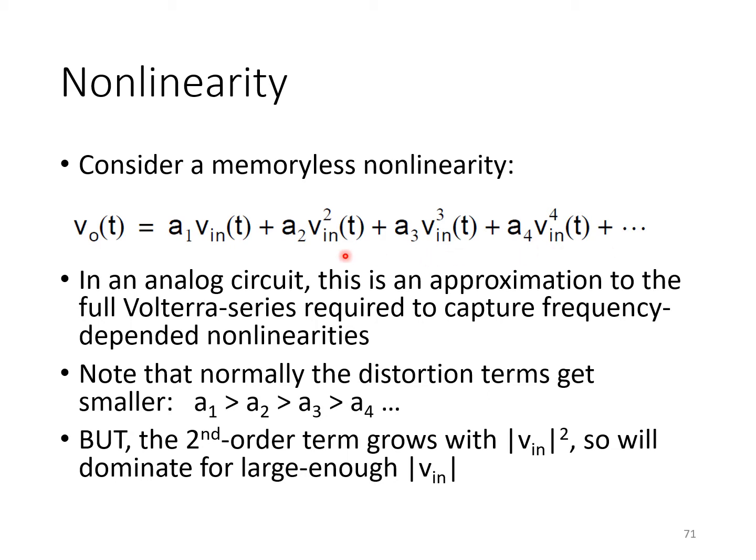But you'll notice that the higher order terms increase faster with increasing input amplitude. So for example, this term here, Vin squared, will grow a lot faster than the linear term as Vin increases. So for a large enough value of Vin, this term will become significant and even eventually dominant. But for small inputs, only the linear term remains.